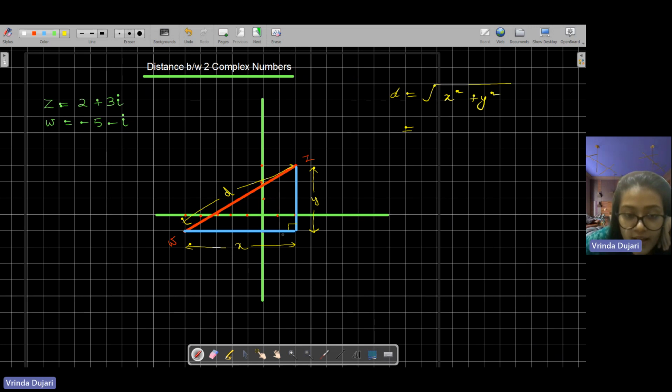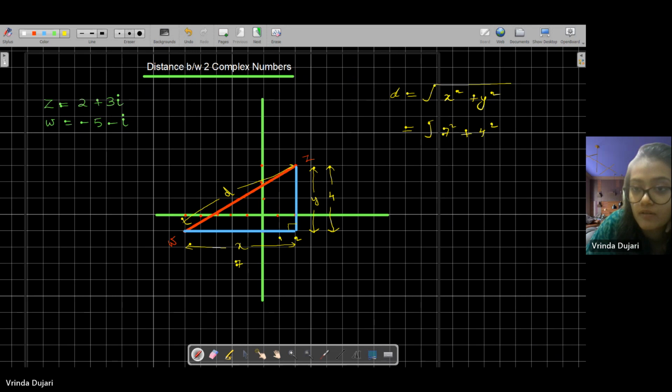What is the value of x? Over here we are 2 units away, this is 1, 2, and over here we are 5 units away. So this entire thing is 7. So this becomes 7 squared. And the length of y: above the real axis, I am 3 units up, and below the real axis, I'm 1 unit down. So this entire length is 4. So 7 squared plus 4 squared.